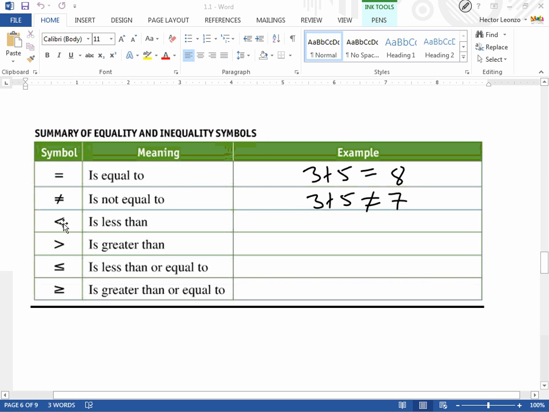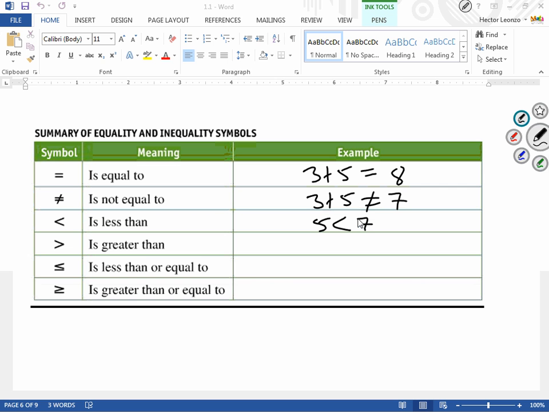The arrow pointing to the left, we call that is less than. What that means is the number at the left is smaller than the number at the right. So, for example, 5 is less than 7. The numbers at the left could be an operation. As an example, 2 plus 3 is less than 7, right? Because 2 plus 3, we know it's 5. So technically, the left side is smaller than the right side.